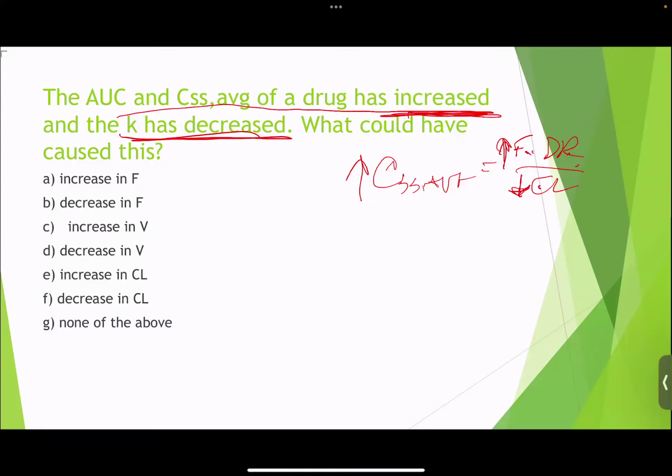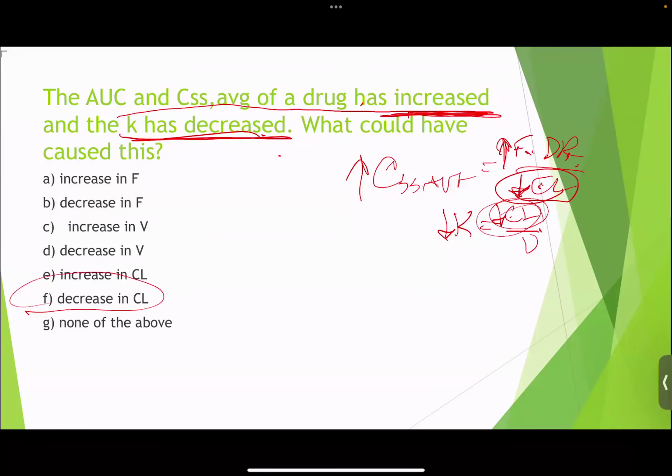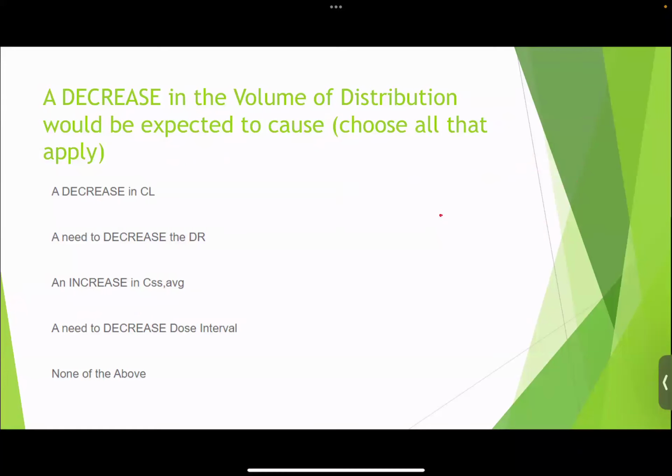Will any of these things affect K? Well, yes, K is determined by clearance and volume. So if you decrease clearance, oopsie, you will also decrease K, won't you? So what shows this? What's in common here? A decrease in clearance. So that's your answer there, a decrease in clearance. You have to be a bit of a detective there, because remember, clearance affects both peak to trough ratio and CSS average.